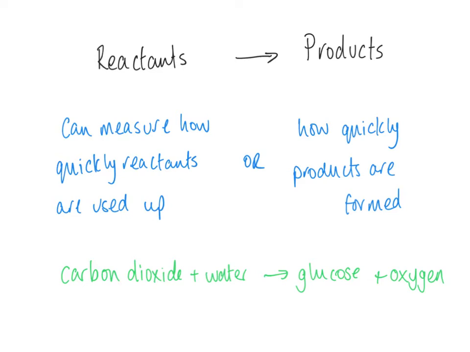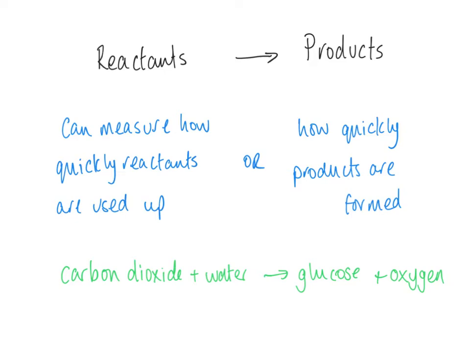So you could follow the rate at which carbon dioxide is used up by following the pH of a reactant mixture, because as the concentration of carbon dioxide declines, then the pH will increase. But that would be relatively complicated. You can't follow the path of water because, as I've explained before, water is used too freely within the plant.